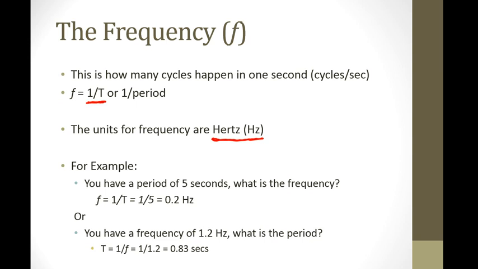So if I have a period of 5 seconds, what is the frequency? You take 1 divided by 5, and you'll get a frequency of 0.2 hertz. That means that in 1 second, my bob has moved 0.2 of a full swing.